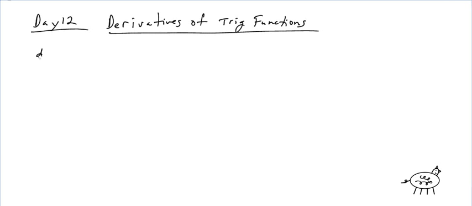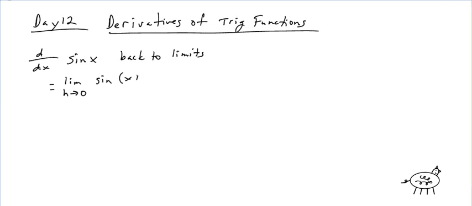So let's start off with the first one here, d by dx of sine of x. Alright, so I'm going to go back to limits, which is actually something you'll recognize because we just did that at the beginning of this chapter, which you definitely need to know, using the definition of the derivative. So we're going to say that's equal to the limit as h approaches 0 of sine of x plus h minus sine of x all over h.